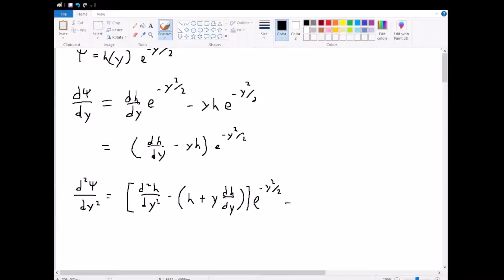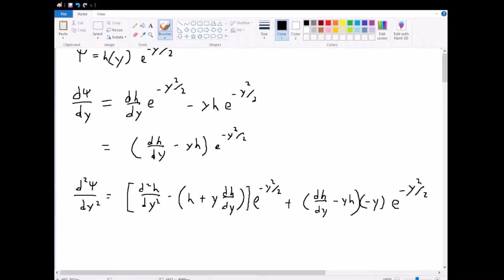And then we're adding the term dh by dy minus y times h, and then multiplied by the derivative of e this time. So this is going to give us negative y, I believe. Is that? Yes, it should just be negative. Yes, it's negative y. Sorry, I had a brain fart right there. Multiplied by our exponential, e to the negative y squared over 2.